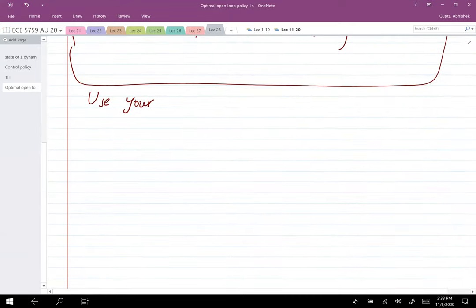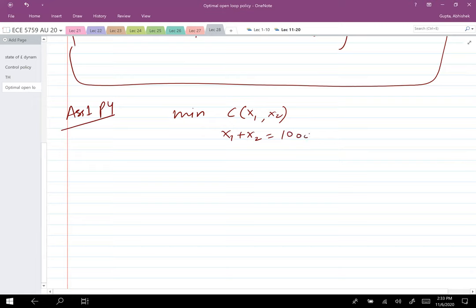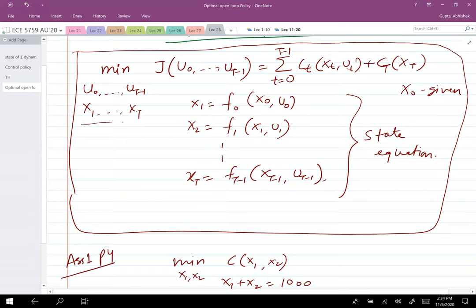So let's think about it. If you have minimum of C of X, remember assignment 1, problem 4, you had C of X1, X2 such that X1 plus X2 was equal to 1000. You remember that example. Right? And you could pose this problem equivalently as minimize over X1 of C of X1, 1000 minus X1. Right, so you have an equality constraint, you can get rid of one of the variables that you're optimizing. So the same thing is happening here as well. Even though I write them as optimization variables, because of these equality constraints, they will all get eliminated.